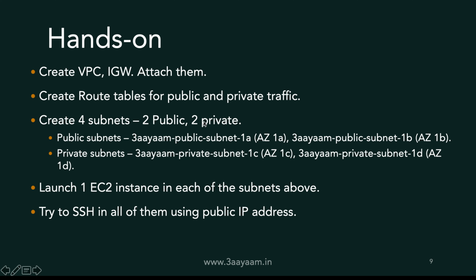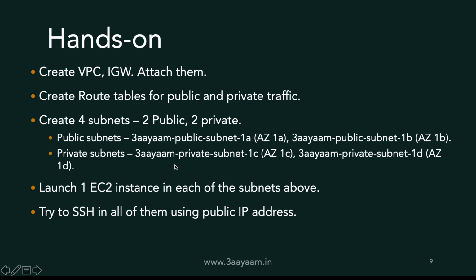The public subnet name would be 3IAM public subnet 1A. It will be created in AZ1A. And then 3IAM public subnet 1B, which will be created in AZ1B. And then we'll be creating 2 private subnets, 3IAM private subnet 1C. The AZ would be 1C and 3IAM private subnet 1D, which will be created in the availability zone 1D.